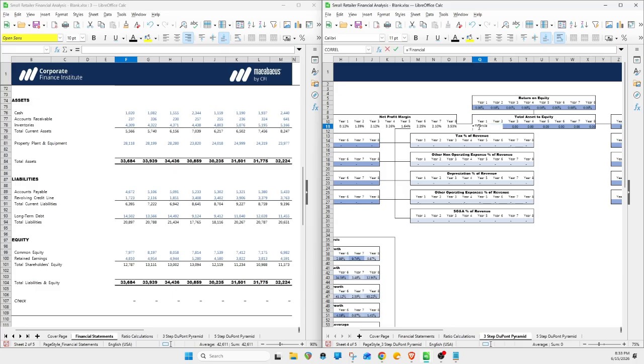Next, we have financial leverage. This is total assets over equity. So we go and source it from our financial statements. Financial leverage reflects how much the company relies on debt versus equity to finance its assets.